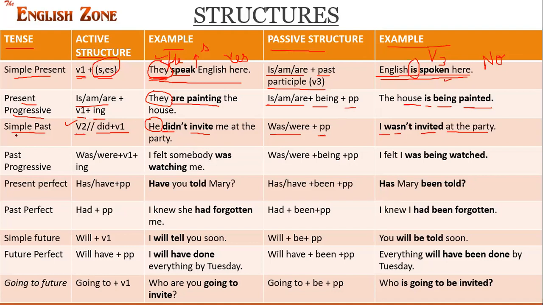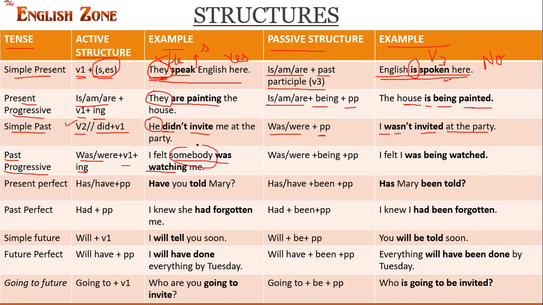Now, let's move on to the next concept, past progressive. In case of the past progressive, we have to use was were plus first form plus ing. I felt somebody was watching me. मुझे लगा कि कोई मुझे देख रहा था. ठीक है? So if I'm asking the question, it would be I felt who was watching me. Who was watching me?